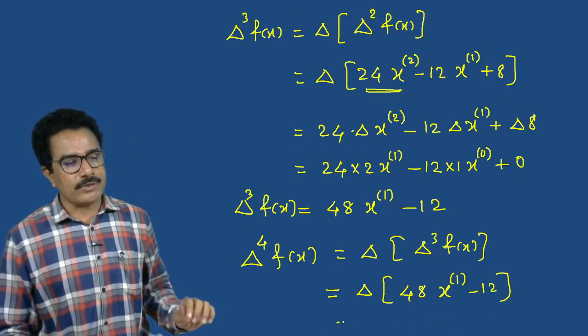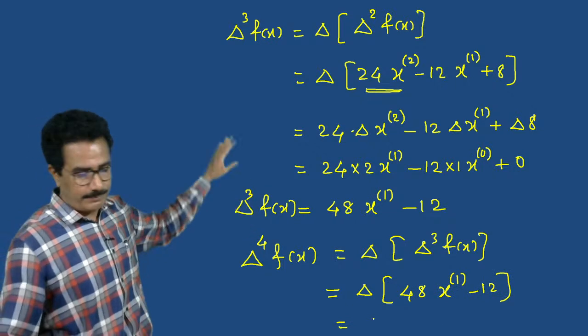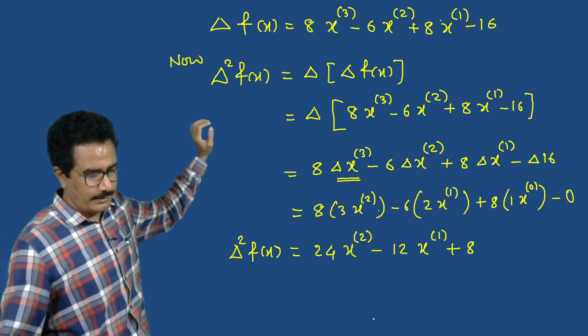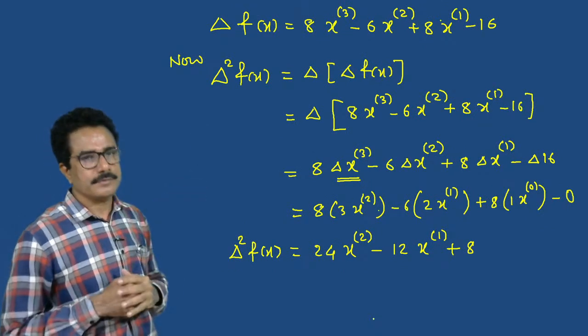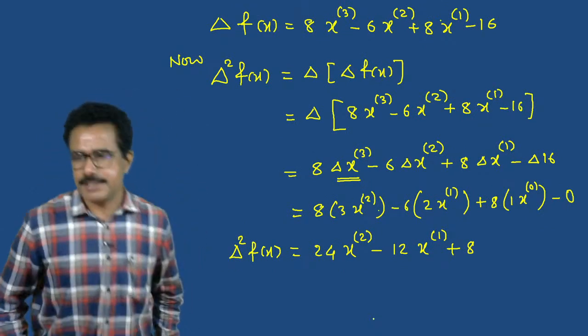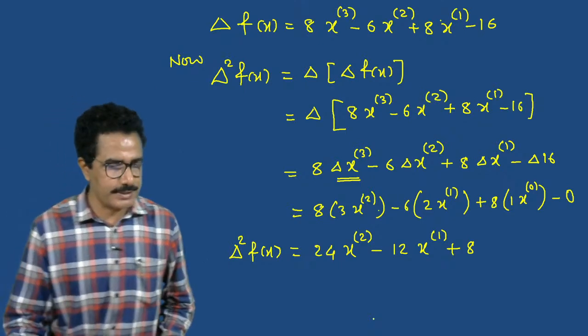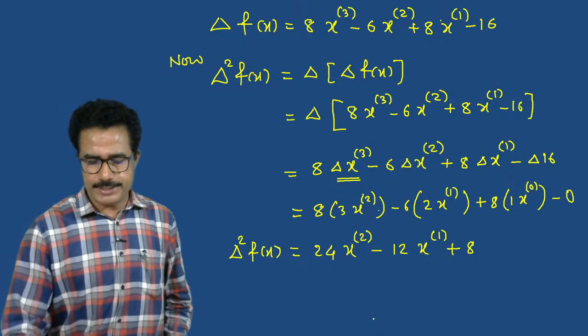चलो कैलकुलेट करो और टेल मी द फाइनल आंसर ऑफ दिस. इसका भी आपको फाइनल आंसर बताना है. नाउ यू टेल मी द फाइनल आंसर. व्हाट इज द डेल्टा 4 f of x? You can find this and I will tell you. Now you take the homework.